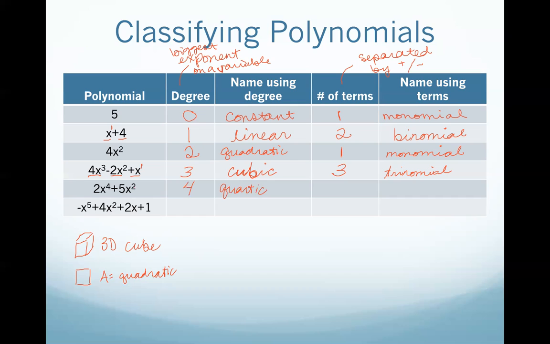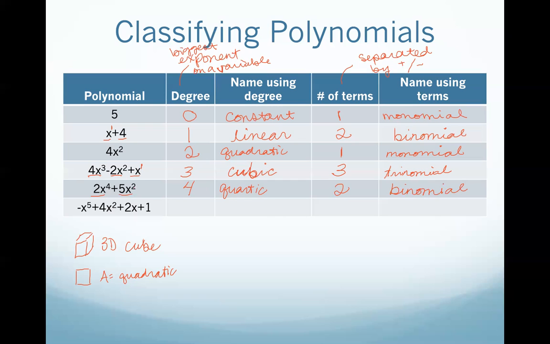Quart, like a quarter, is 1/4 of a dollar. So quart means 4. Quartic means 4th degree. And then the number of terms, we have 1, 2 terms. So you should know this name. We have one from above, is a binomial.